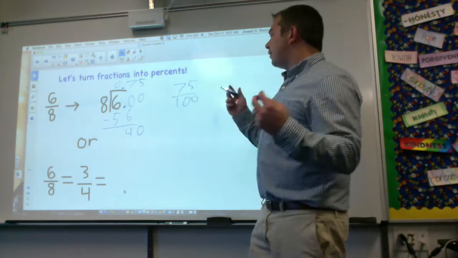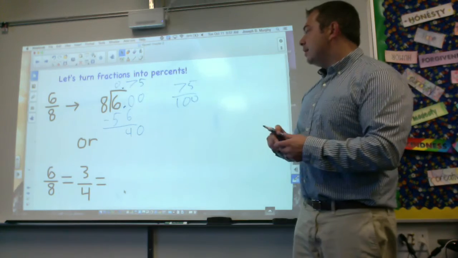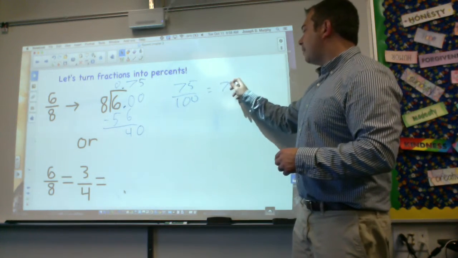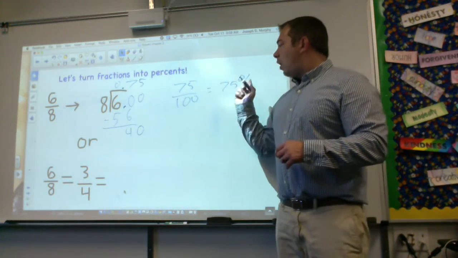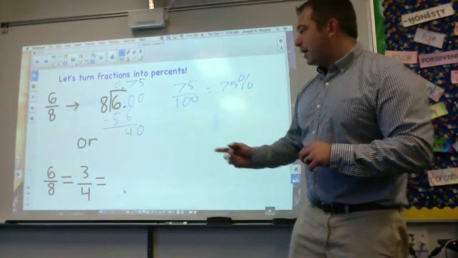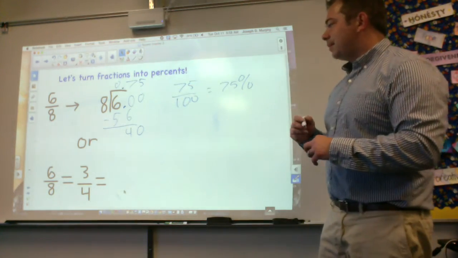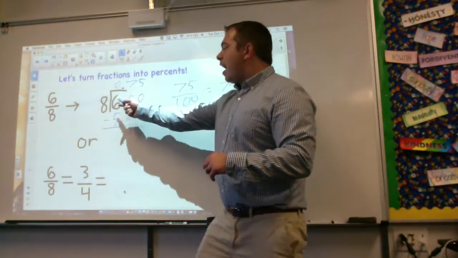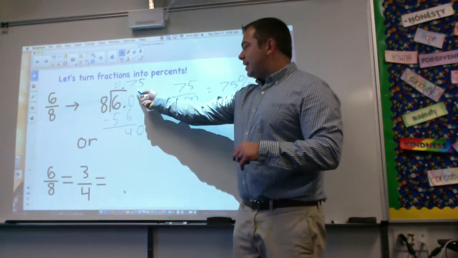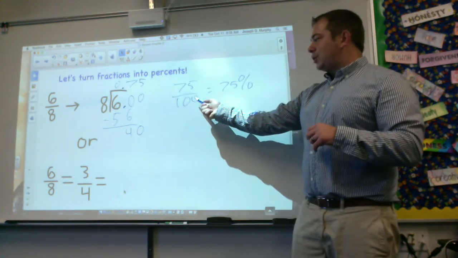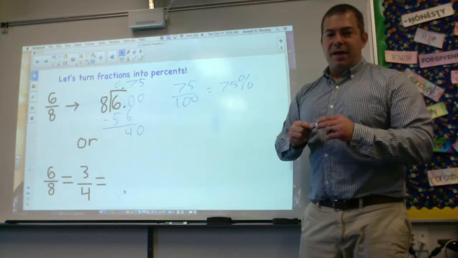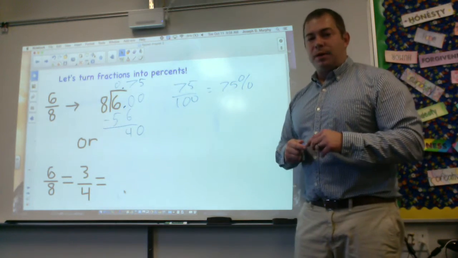So 75 hundredths is, oh, well, there it is. It's going to be 75%, because all percents are out of 100. Okay, so 75 out of 100 is 75%. So I went from fraction to decimal back to fraction so I can make it a percent. That's kind of a long process, but it will always work.